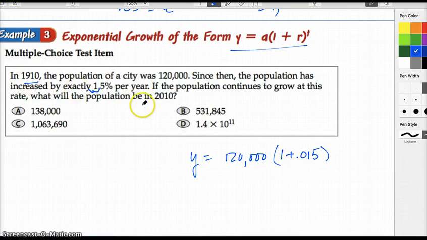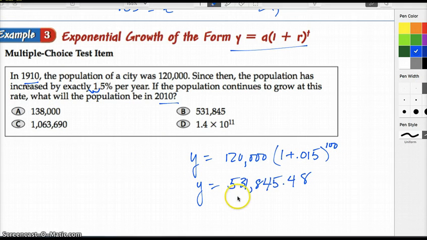Well, if we're starting in 1910 and we're going to 2010, that's going to be 100 years. So with calculator work, we can answer this question. And we get 531,845, and we can see that B is the answer.